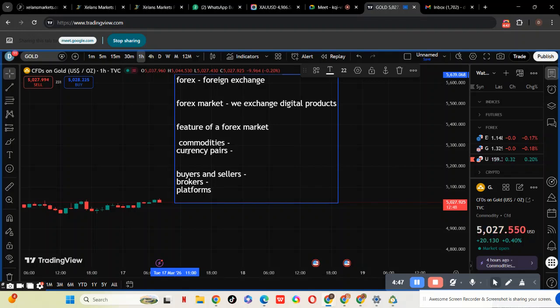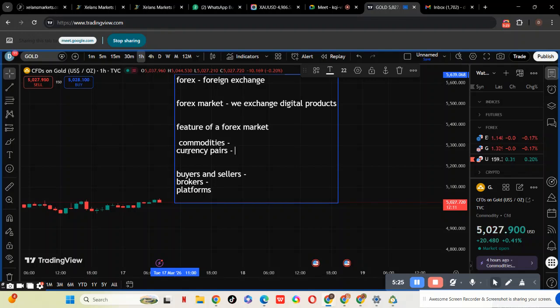What currency do the people in the US use? The people in the US use the US dollar. Okay. The people in the UK use the pound. The euro is for Europe. So those are what we call the currencies.